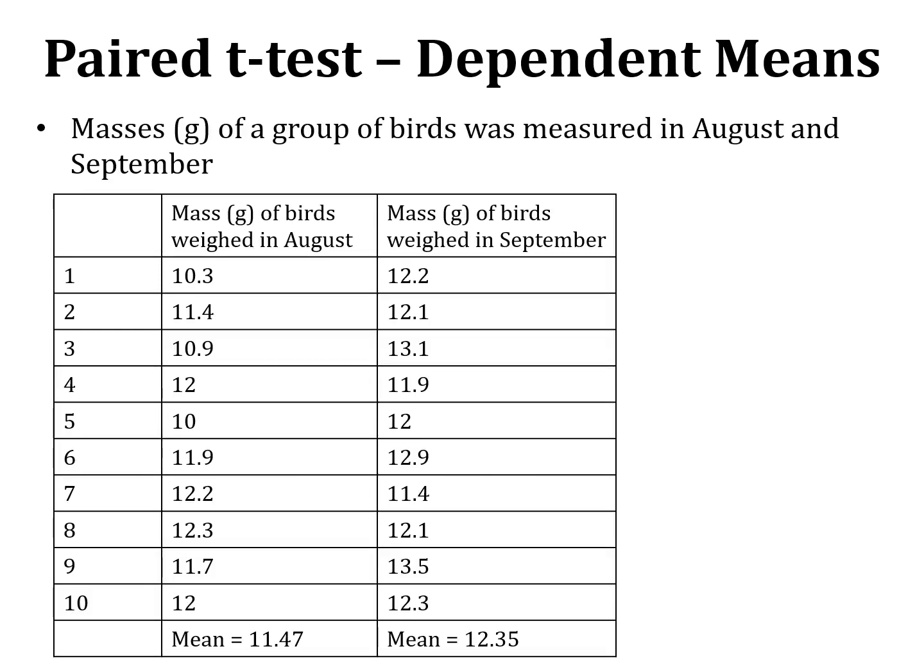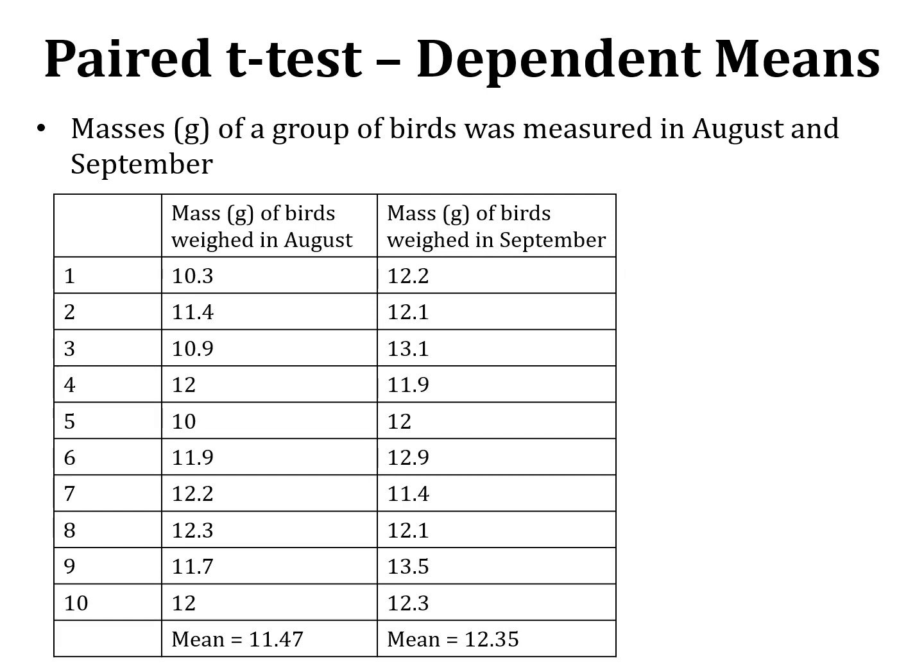Now, how to execute the paired t-test. We are going to take the example of the masses of a group of birds that were measured in August and September. Here are 10 birds, and as you can see, these are paired observations. These are repeated measures because the same variable is being measured twice on the same birds. Then you can see the mean values. The mean mass of birds in August is 11.47 grams, and in September it is 12.35 grams.